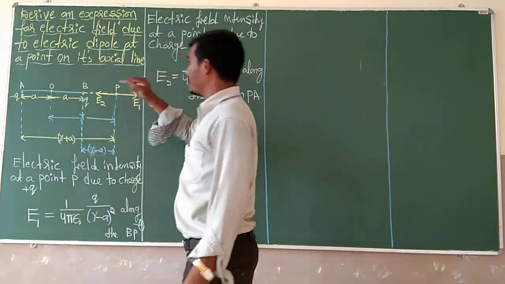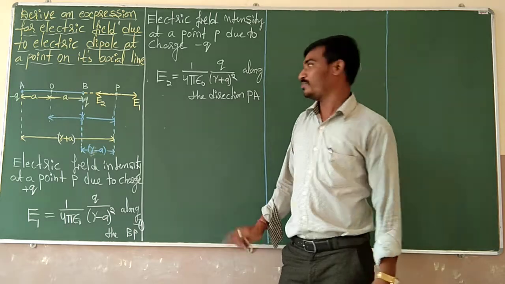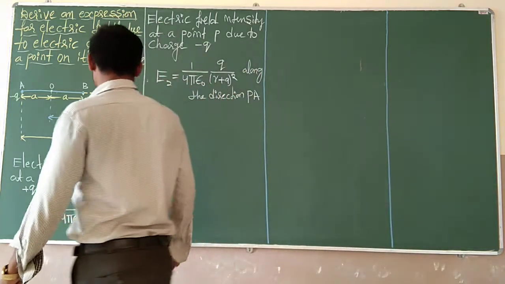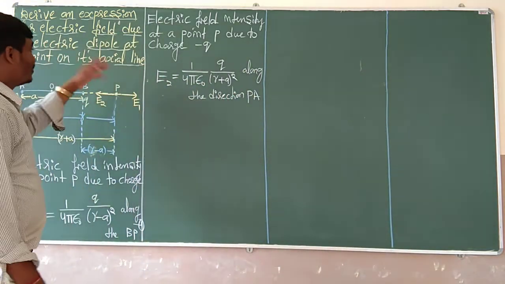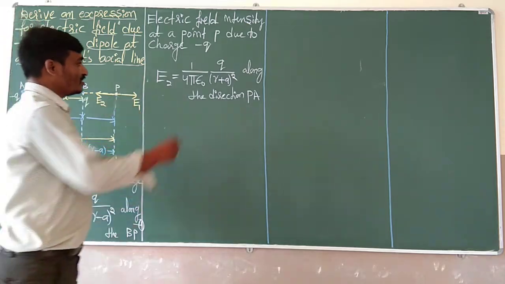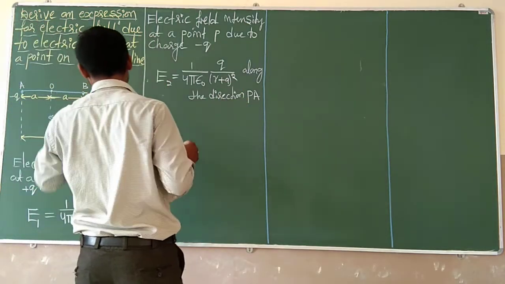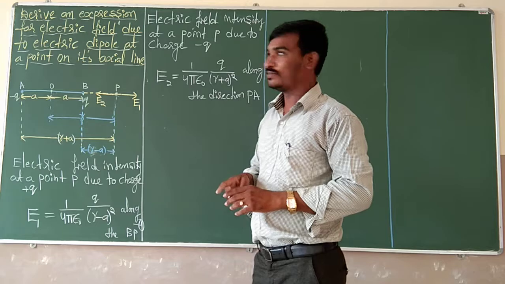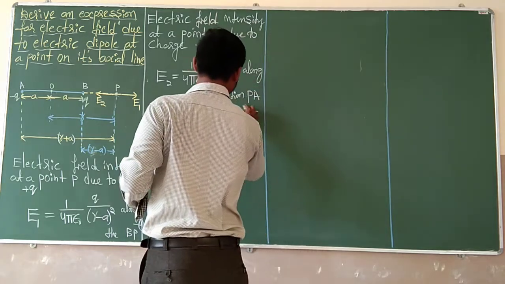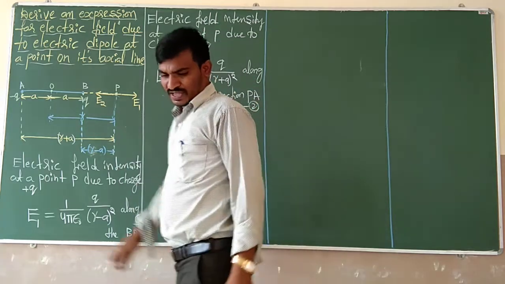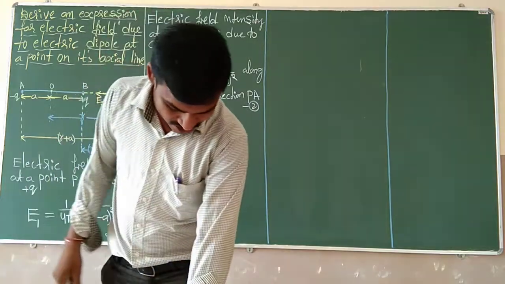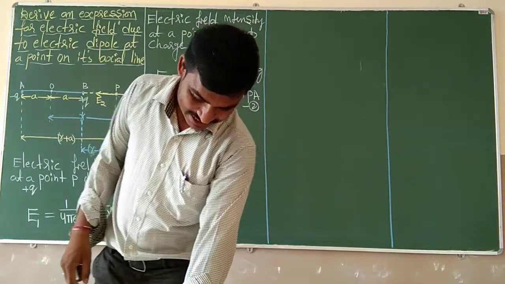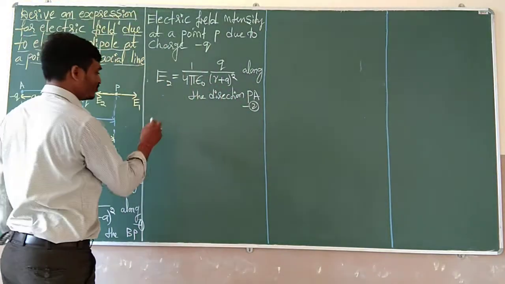It makes an angle of 180 degrees, right? Opposite direction makes an angle of 180 degrees. So here we have to find the net resultant electric field at point P using equation number 2. After completing equation number 1 and 2, you have to find the resultant electric field intensity at point P.